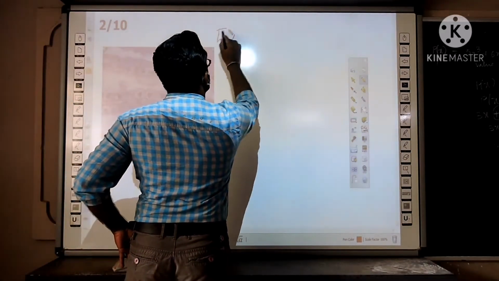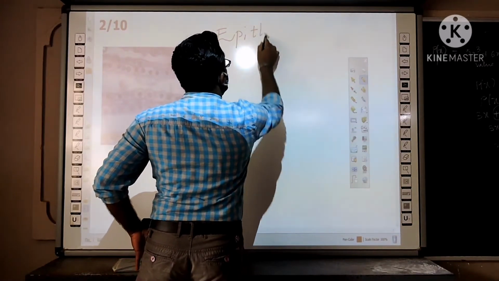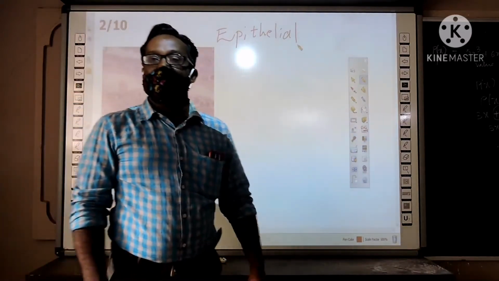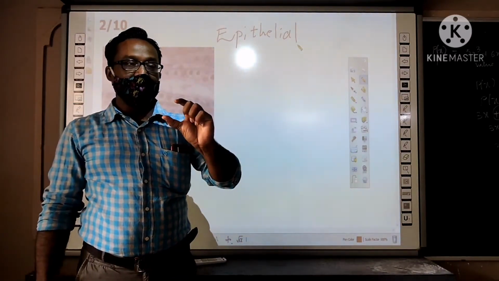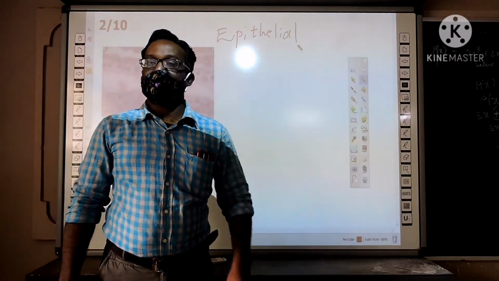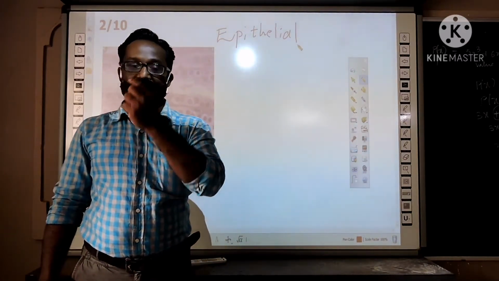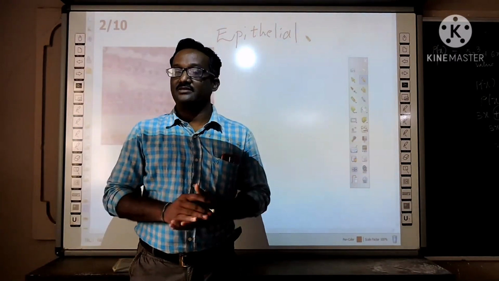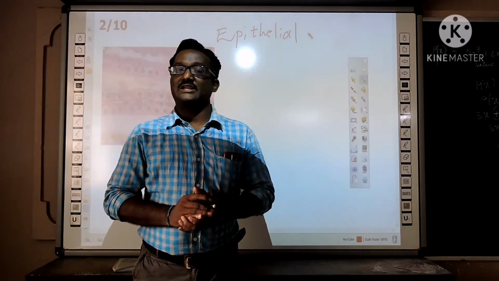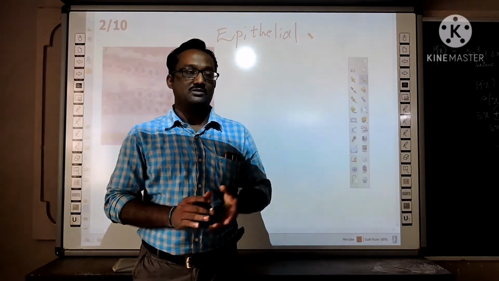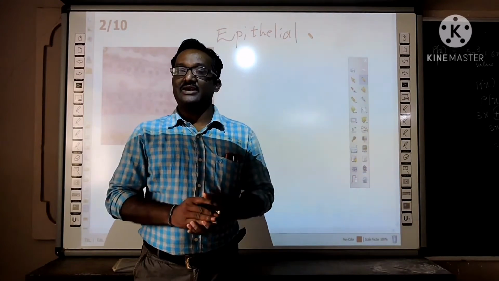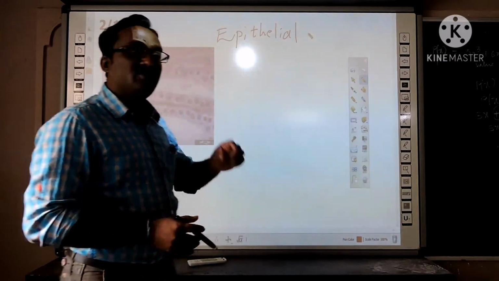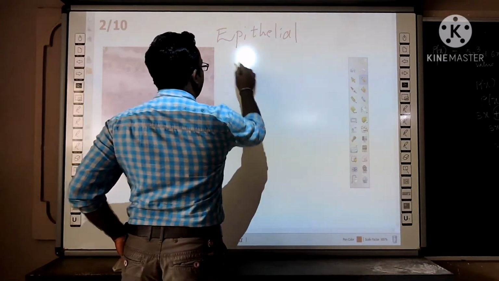To understand epithelial tissue, you can do an activity. First you collect a chicken piece, which consists of a skin part and a bone part. To prepare the slide, you have to make the skin soft. For that, put that chicken piece in dilute HCl.